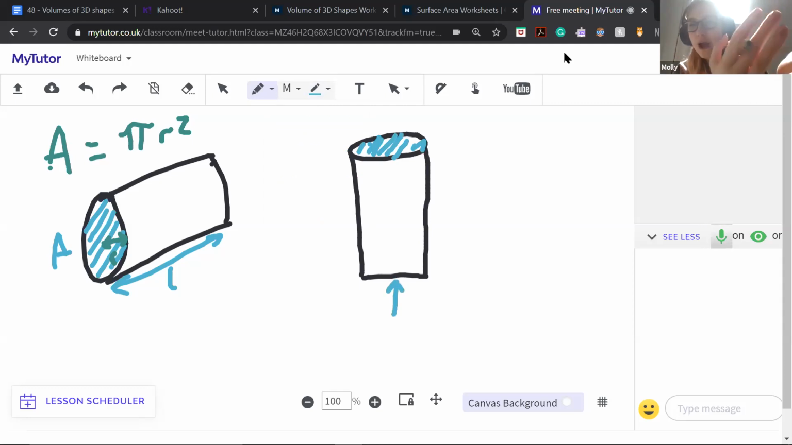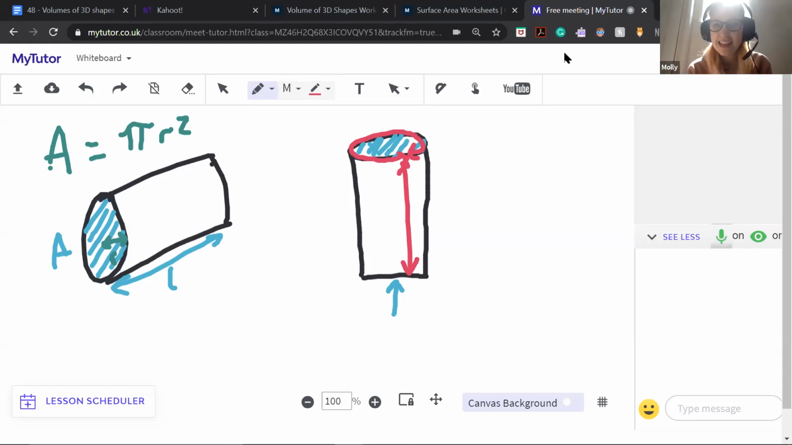Then we've got to think about this bit that wraps around, like the label on a tin of beans. Well, if you think about that label on a tin of beans, which is a cylinder, when you peel the label off, it's a rectangle, right? And it's got a height of this, and it's got a length of the circumference of the circle, because you've wrapped it all the way around that can. So this length. And if you multiply those together, so if you find the circumference of the circle and times it by the length, you've got the surface area of that bit that's wrapped around.